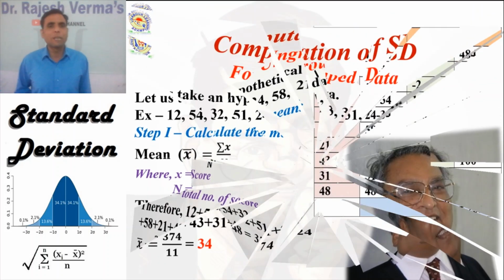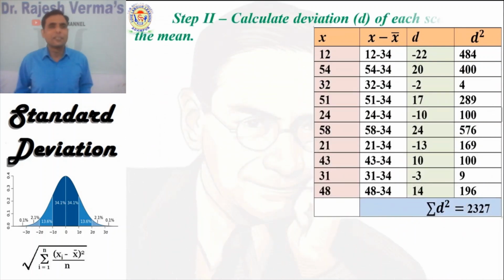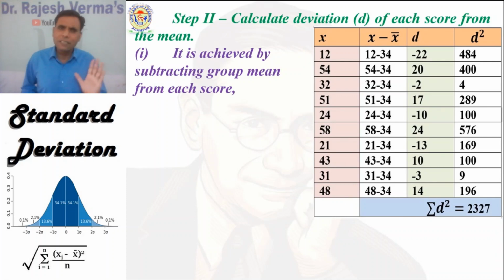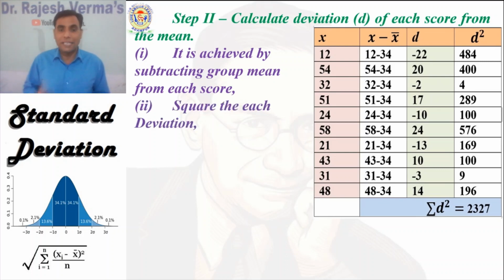Next, step 2 for the calculation of the SD. What is that? You calculate the deviations. You know what deviation is? Deviation is a very technical word, but it is a very simple one. You subtract your mean from each score, as shown in the table. So this is your x, 12 is an x. You know what your mean is? 34. 12 minus 34 is minus 22. That is your deviation. So you have to calculate this deviation for each score individually, independently.